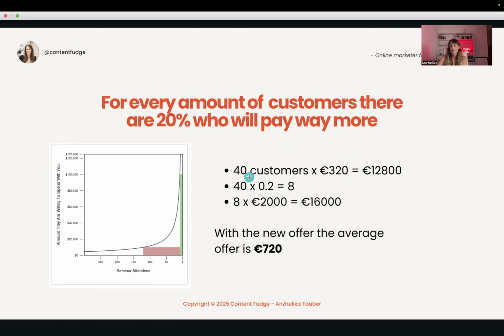According to the power curve, we know that 20% of those 40 customers will be the ones who are willing to pay more. So this is 8 people. So let's say you upsell to those 8 people a more premium package. Just with those 8 people, you will make more money than with those 40 customers. And then the average order value will increase from 320 to 720. And this applies to everyone.